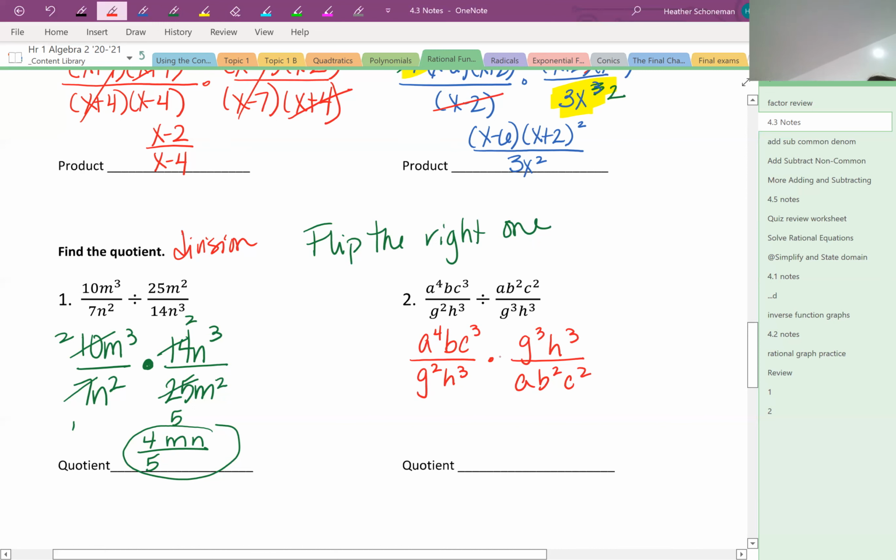A's, well, there's no numbers, so don't worry about that. A's, 4 on the top and 1 on the bottom, so I cancel. And I get 3 on the top. B's, 1 on the top, 2 on the bottom, cancel, get 1 on the bottom. C's, 3 on the top, 2 on the bottom, cancel, get 1 on the top. G's, 1 on the top, H's all cancel. That's my final answer.